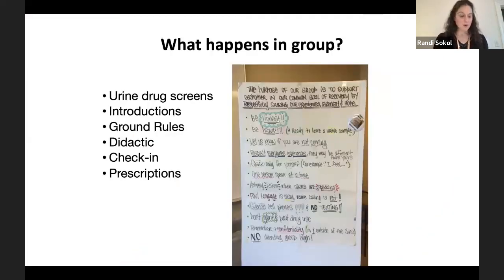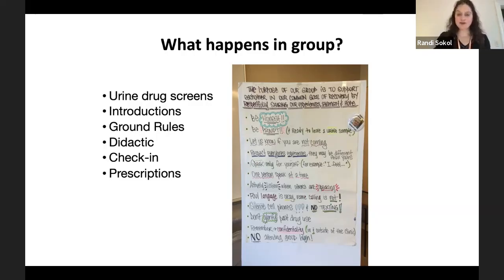So briefly, what happens in our groups? What does this look like? So you can do urine drug screens. I actually am not a huge proponent of urine drug screens. We don't use these for punitive purposes. We only usually check urines to help hold people accountable. And if something comes up in the urine that we weren't expecting, then we have a conversation with the patient. But mostly what group is, we welcome new people. We have new people coming in every week.